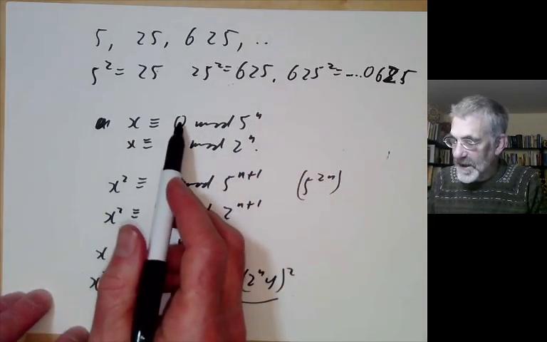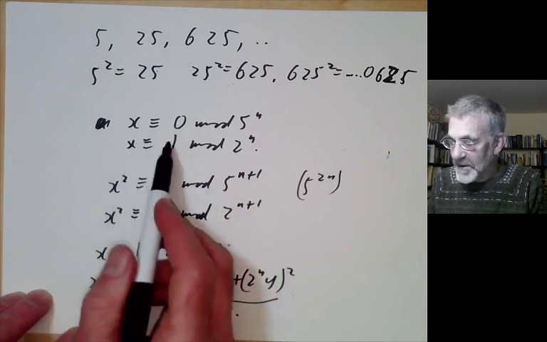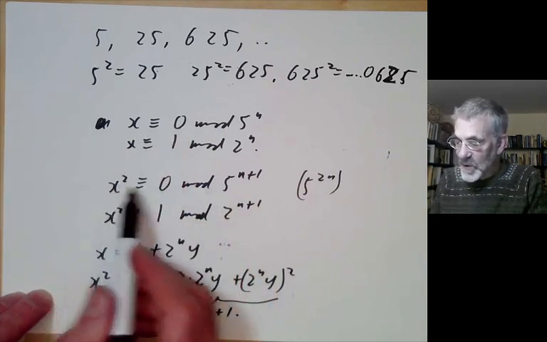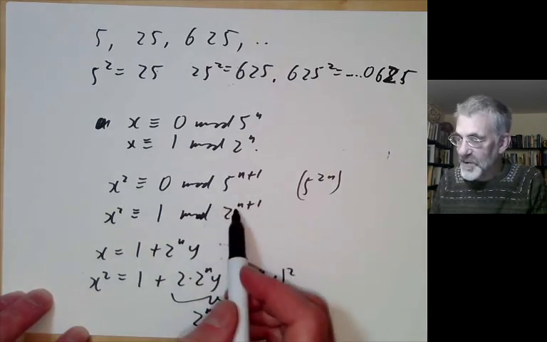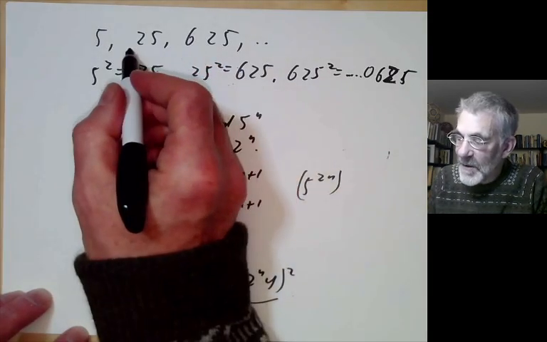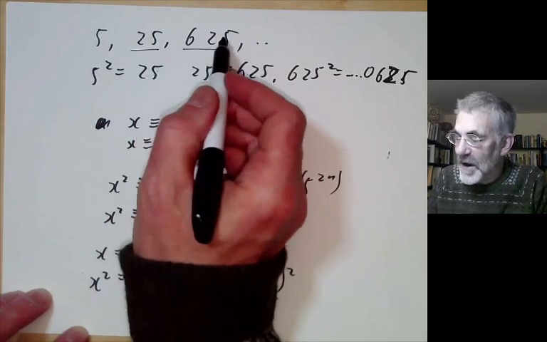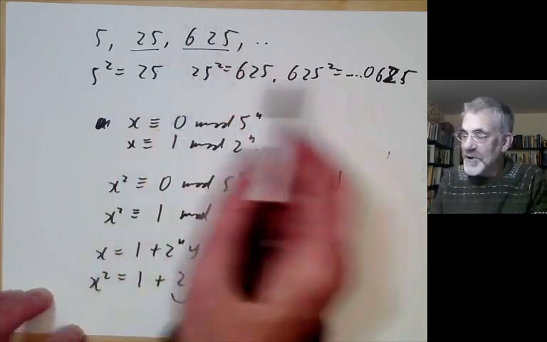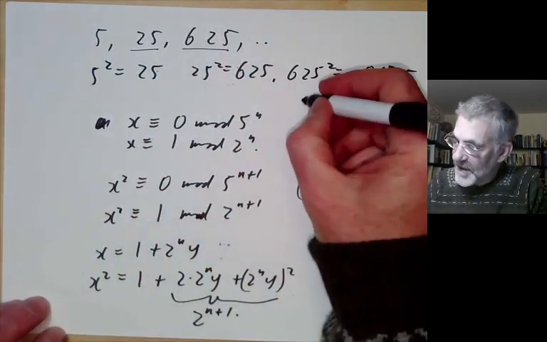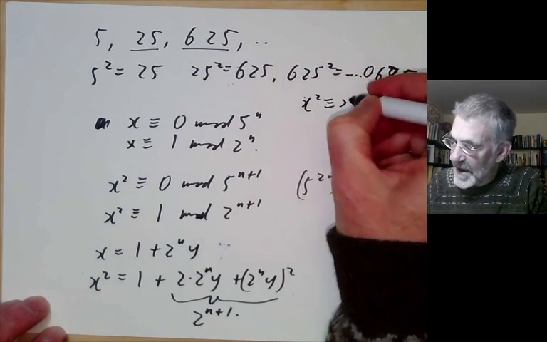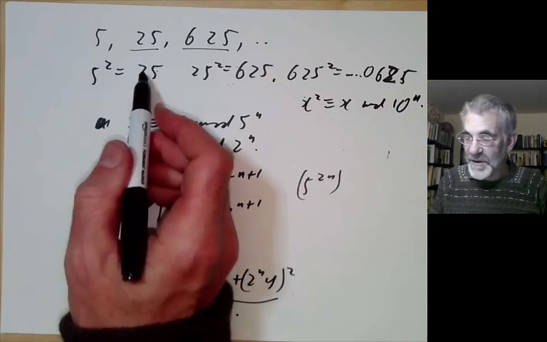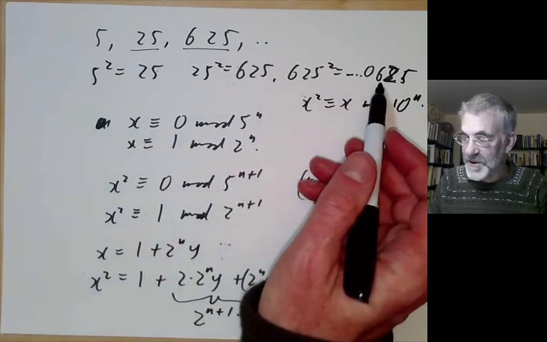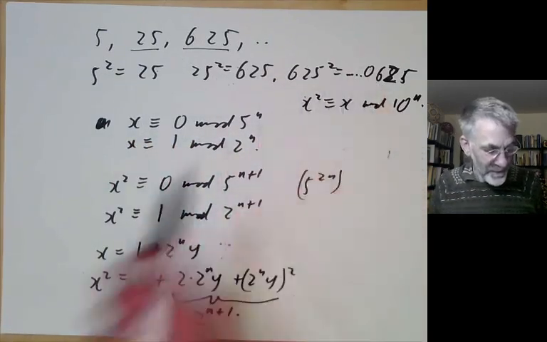So if we've got any solution of x congruent to 0 mod 5 to the n and x congruent to 1 mod 2 to the n, then squaring it we get a solution of this equation with one extra digit. So every time we take one of these numbers and square it, we get one extra digit to the solution of x squared congruent to x modulo 10 to the n. So if we start with 5, we can just produce arbitrarily long solutions by repeated squaring.